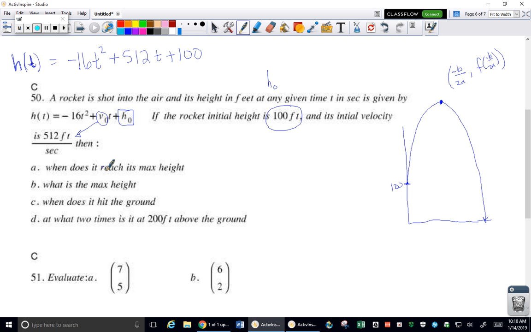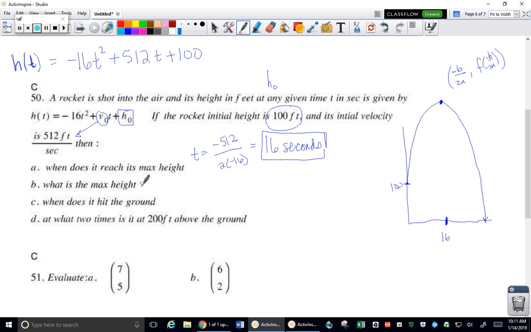So when does it reach its maximum height? That is the x value right here. So it reaches its maximum height at negative 512 divided by 2 times negative 16. So 512 divided by 32 is 16 seconds. That is the x value for your vertex. So after 16 seconds, the rocket reaches its maximum height.